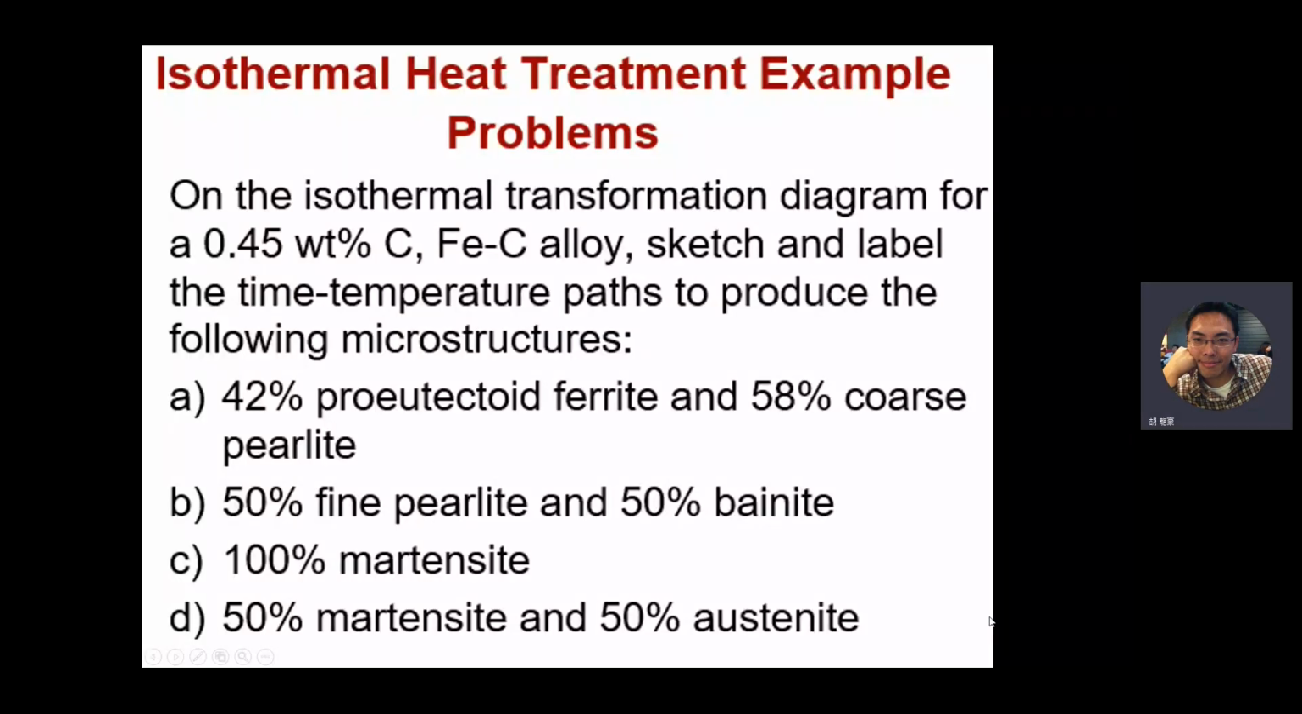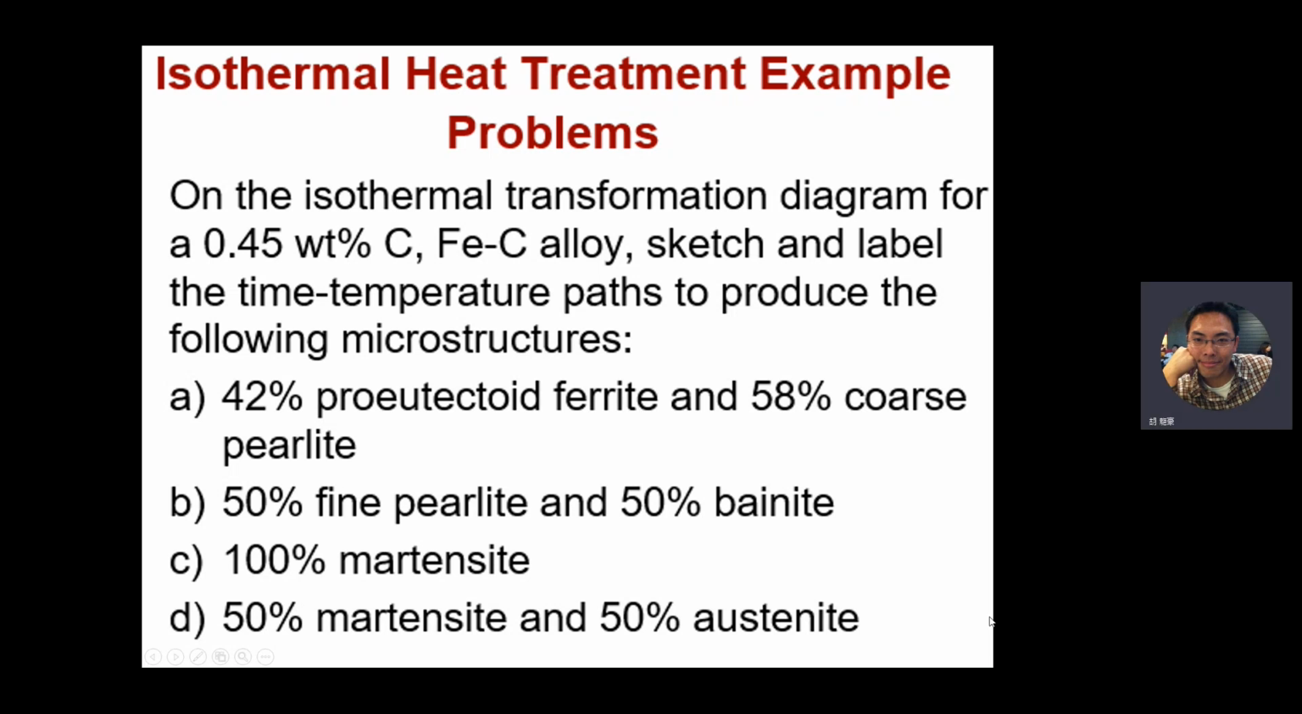Okay, so last time we already had this example for isothermal heat treatment. In this case, this isothermal transformation with the initial composition of 0.45% carbon content. And we have to sketch and label the time-temperature paths to produce the following microstructures.